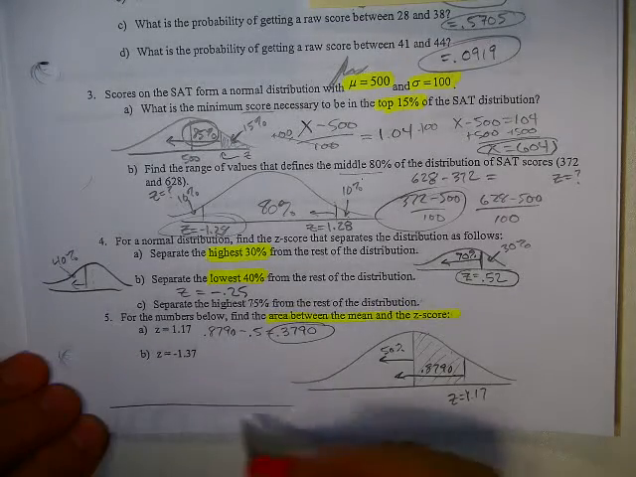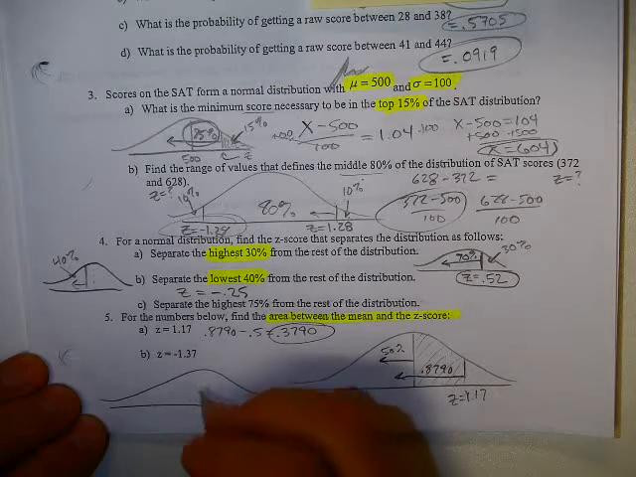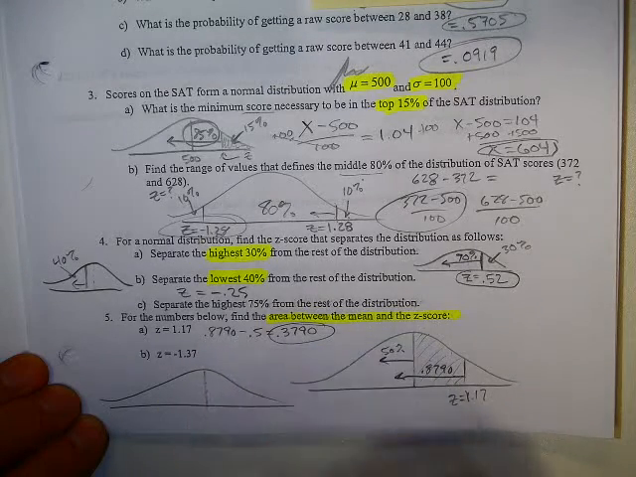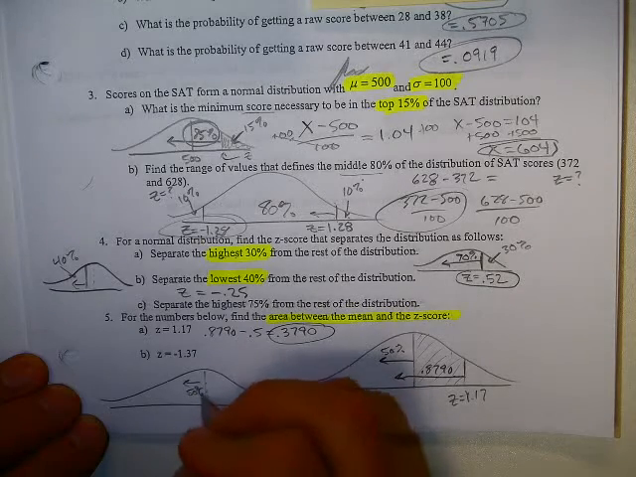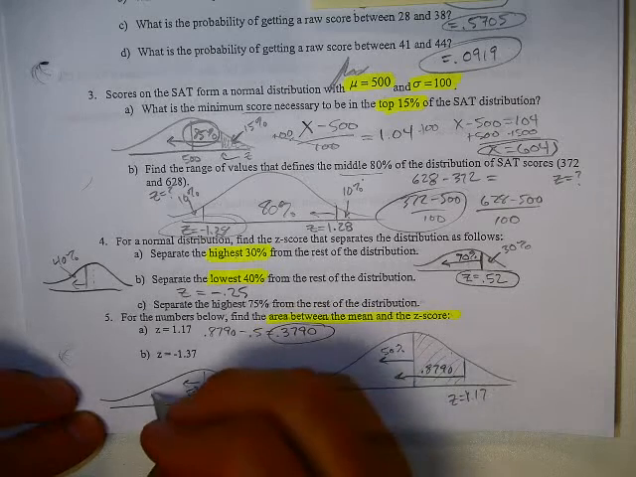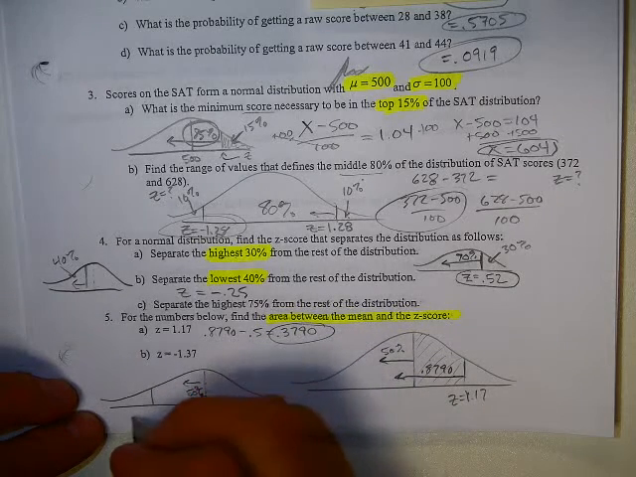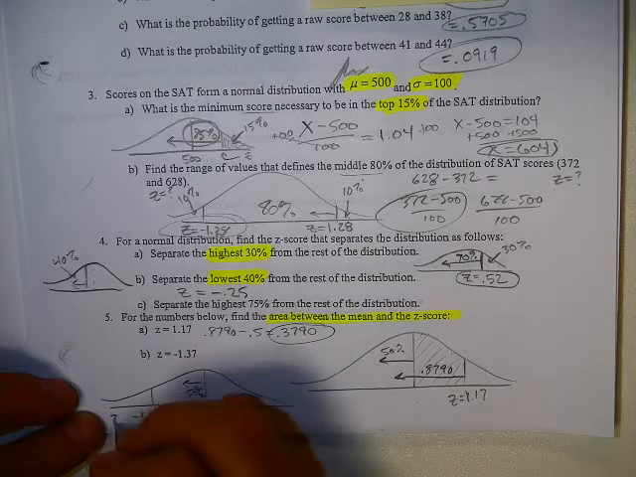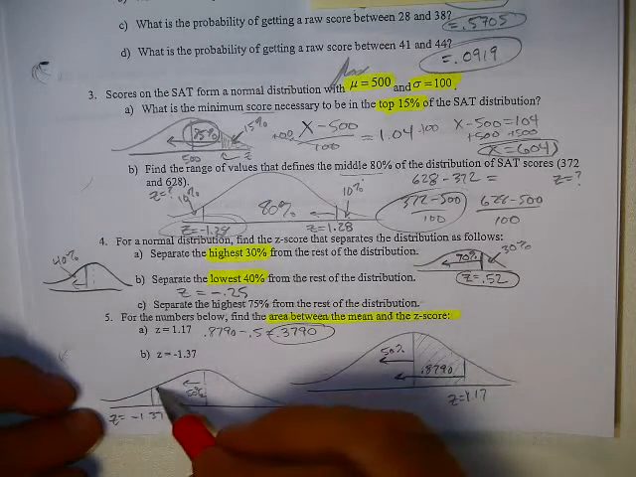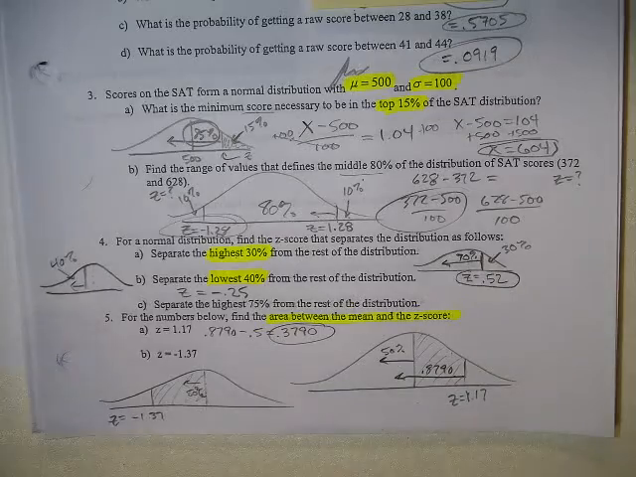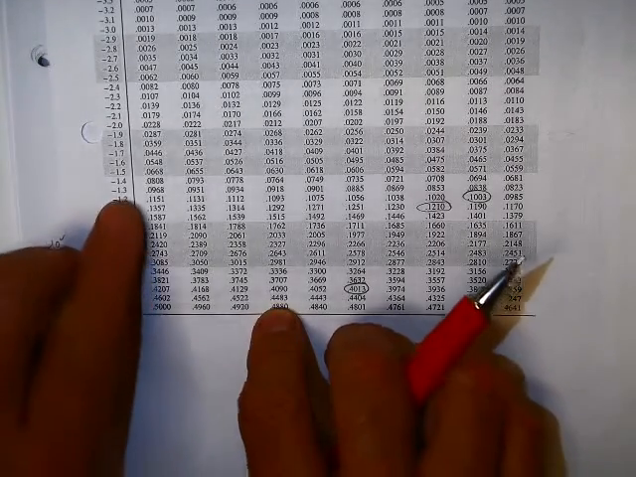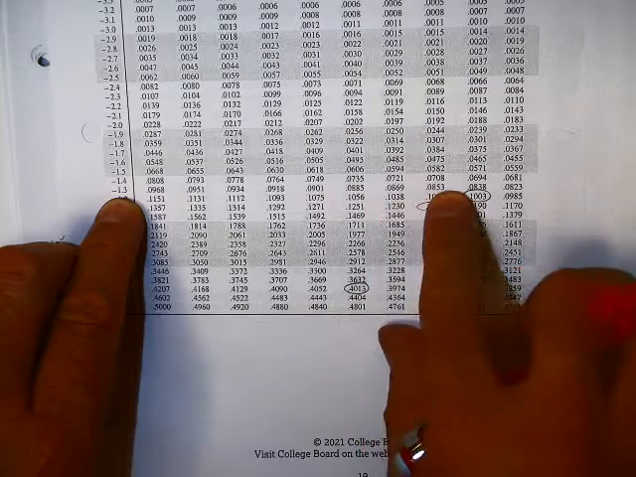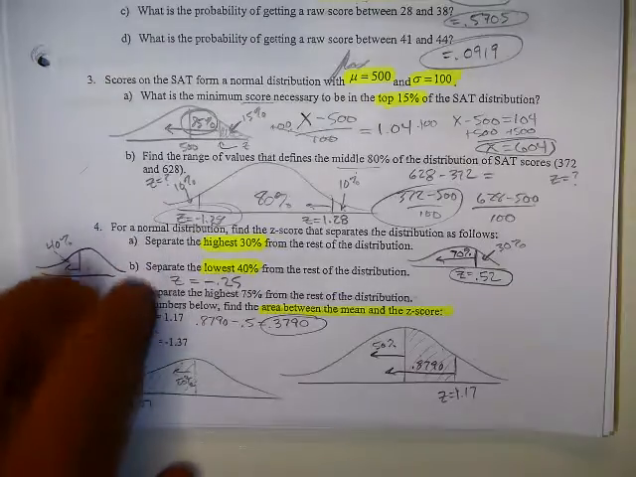And I'm going to do the same thing with this guy right here. Negative 1.37. I've got my mean here. Remember, 50% falls below that. I don't really need to find a z-score for that. I know that. Negative 1.37 is going to be out back here. It's the z. And I'm looking for this area right here. So negative 1.37, 0.0853.